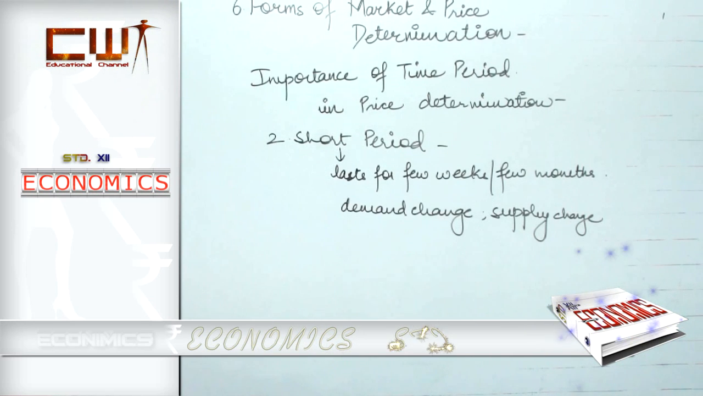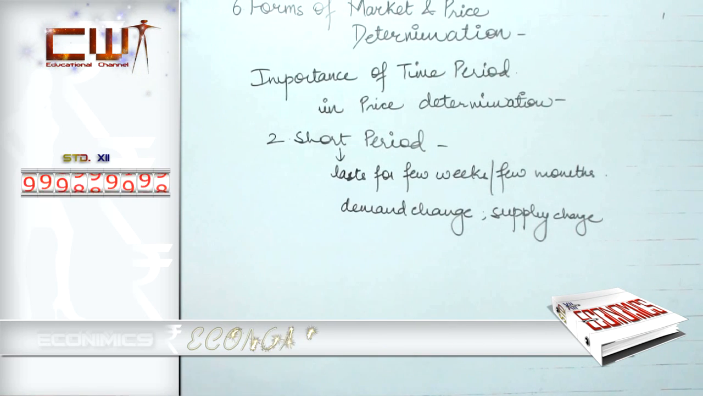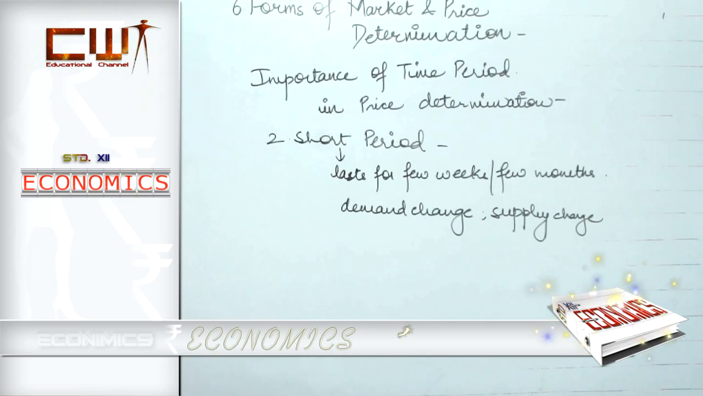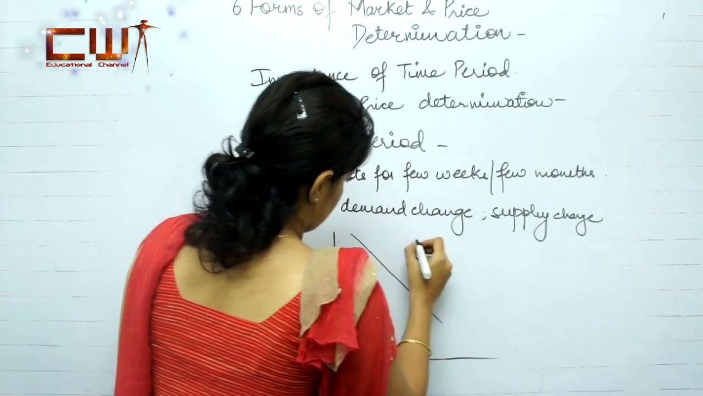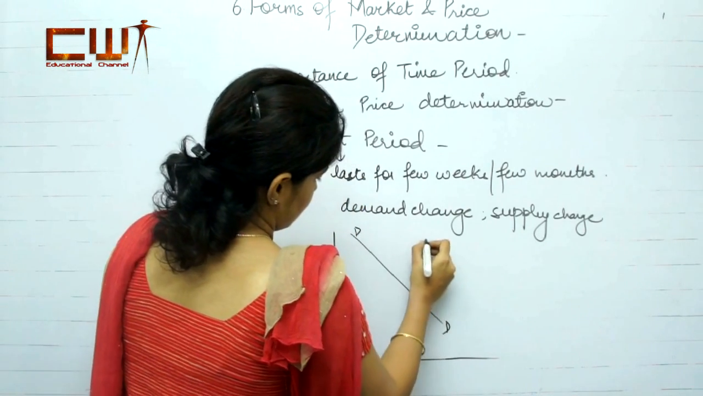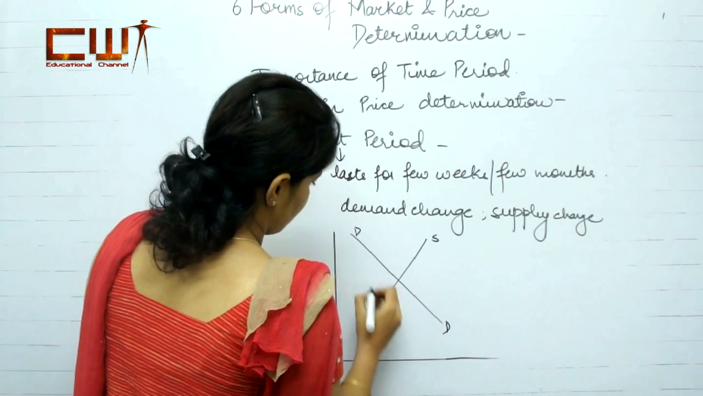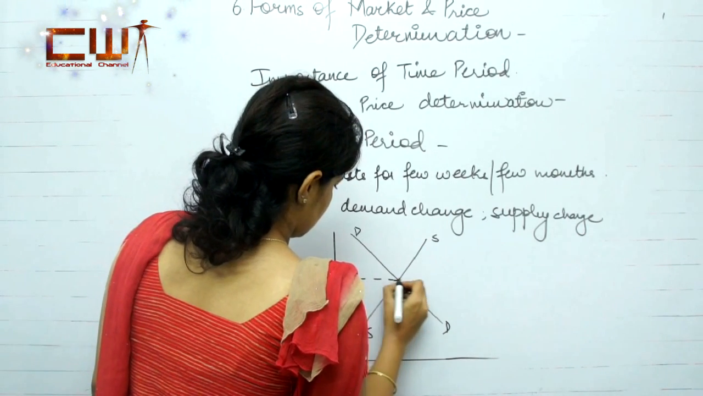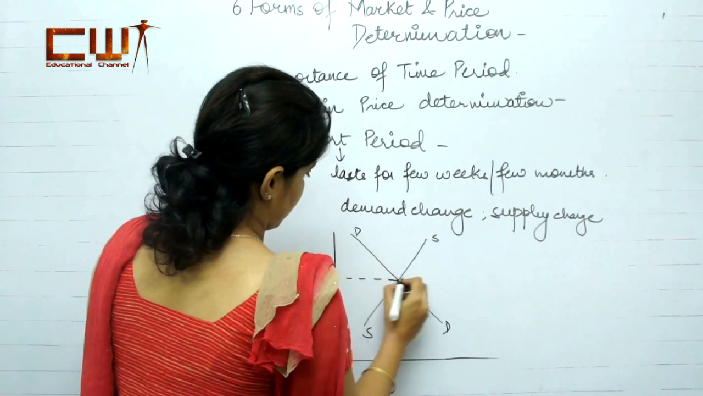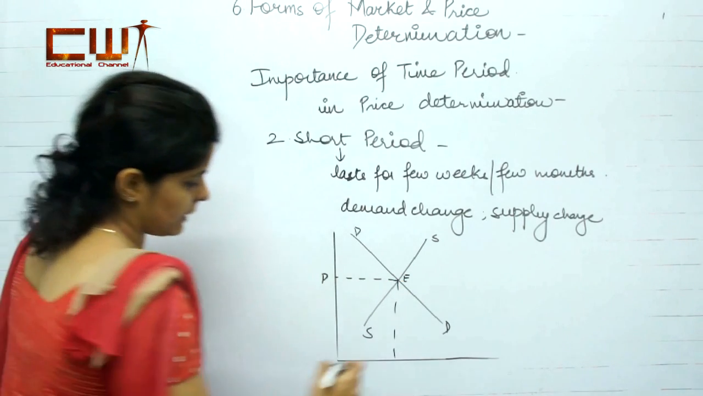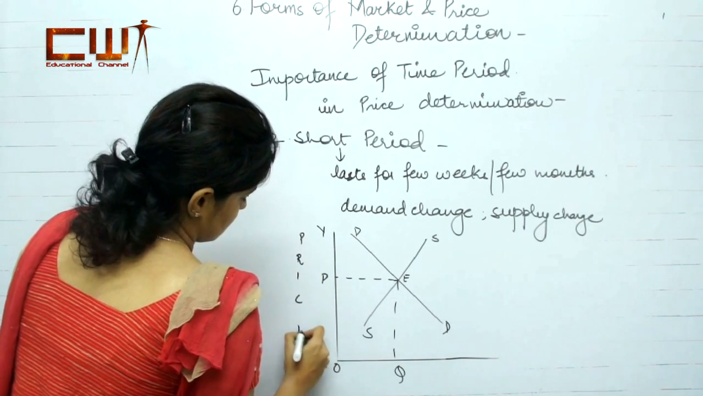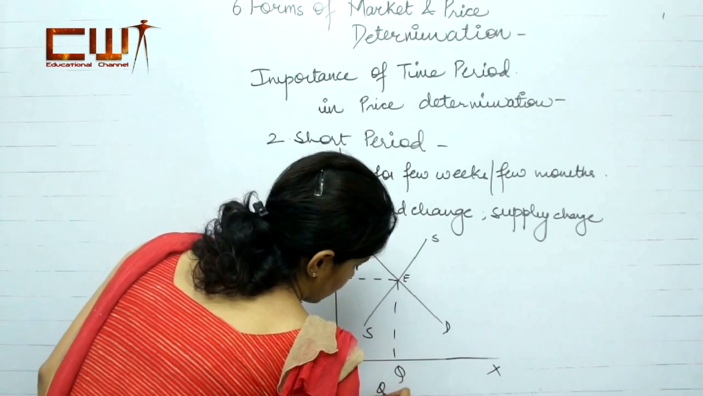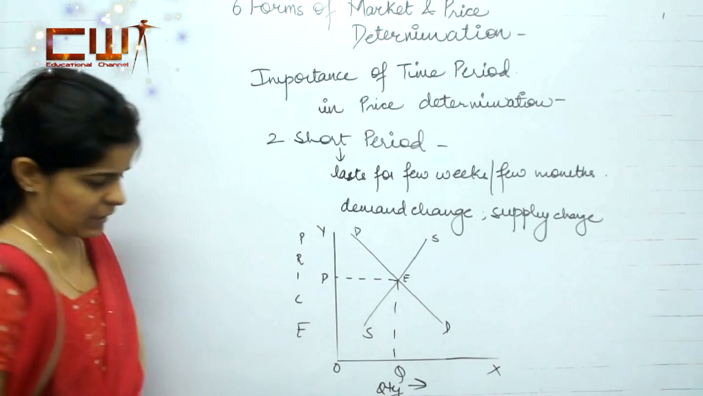Price is determined by the interaction of both the short period demand and supply curves, and this period is relevant to certain periods that may be a few weeks and a few months. You have the demand, you have the supply, and the place where it meets is the equilibrium price. This is E, the price that you have set. This is the OY axis where you have the price. This is the OX axis where you have the quantity that is demanded and supplied.